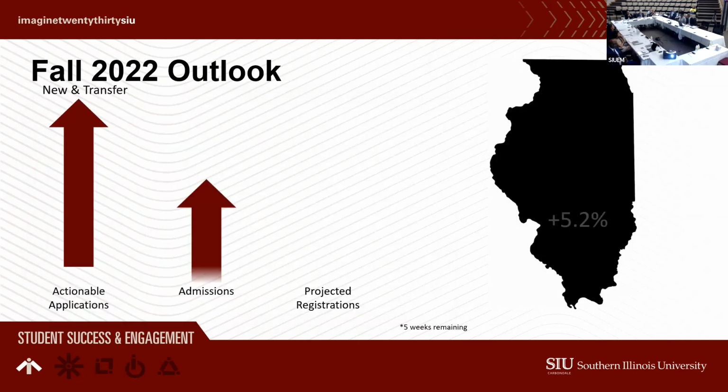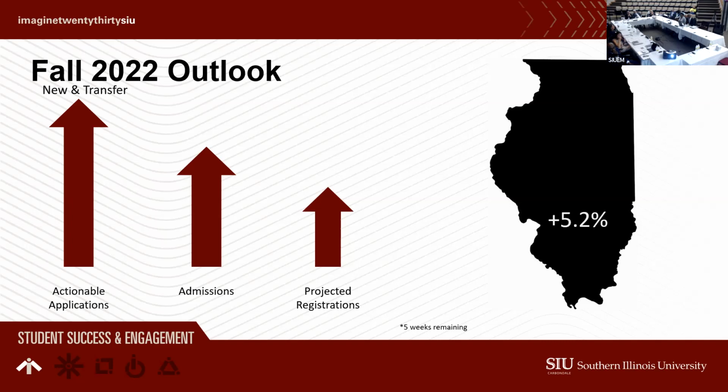Next slide talks a little bit about our outlook. We're very pleased right now, and always have to use a disclaimer that we're cautiously optimistic because nothing's final until the 10th class day. We still have several weeks to go, but we're seeing promising information. As you can see, we're up in actionable applications. If anyone tells you people are not interested in SIU Carbondale, that's not the truth. We've got a lot of interest out there, and we're trying to yield that interest in admissions. Our admissions numbers are up among new and transfer students. Projected registrations look really good right now.